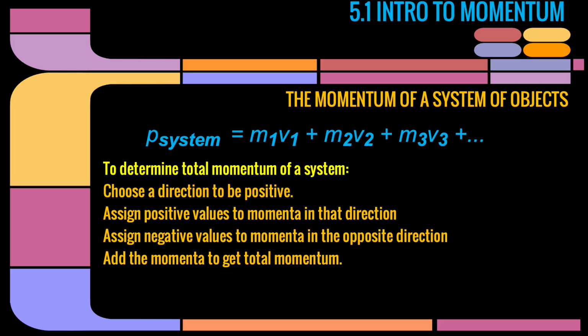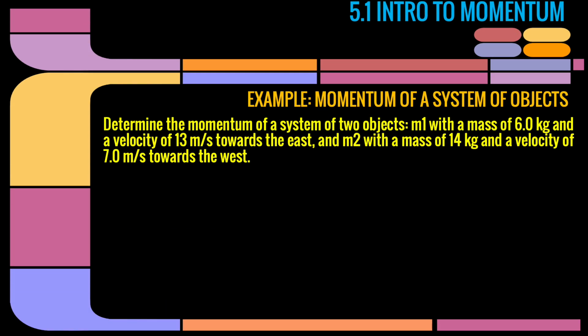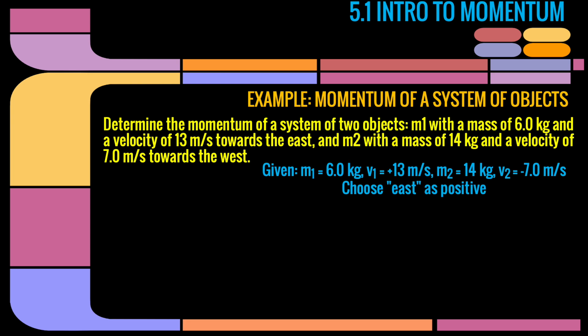An example of that looks like this. We have two objects: m1 with a mass of 6 kilograms and a velocity of 13 meters per second towards the east. That part is important. And m2 has 14 kilograms and a velocity of 7 meters per second to the west. So these are going in opposite directions. When I write my givens out, notice I have my v1 as positive 13 and my v2 as negative 7. That takes care of which way those are going.